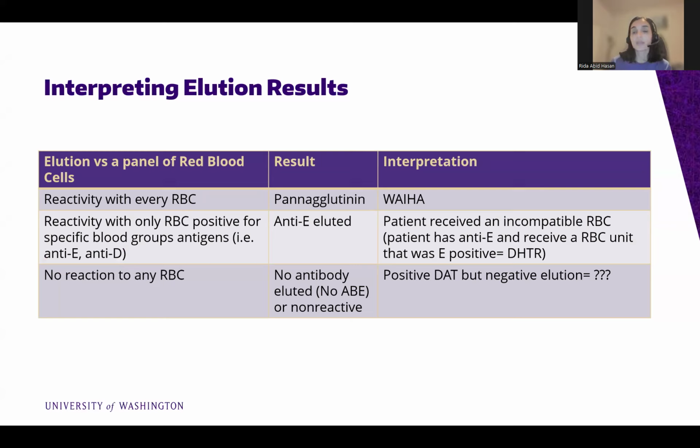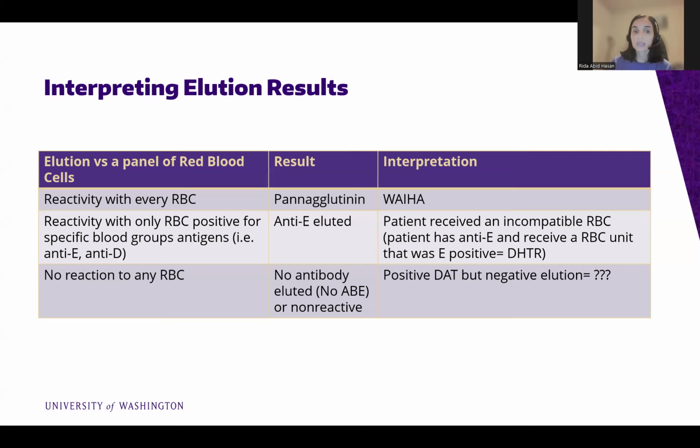What if that antibody we removed is only binding to red blood cells that express the big E antigen and not any of the red cells that don't express this big E antigen? Then we say it's an anti-big E that's eluted. So now maybe the patient was actually exposed to a red blood cell that was big E positive, and now this is a hemolytic transfusion reaction that we're thinking about.